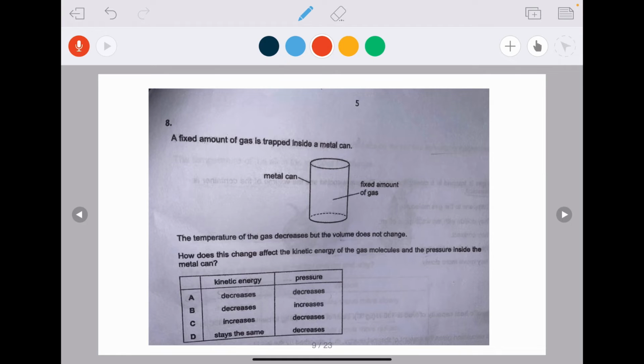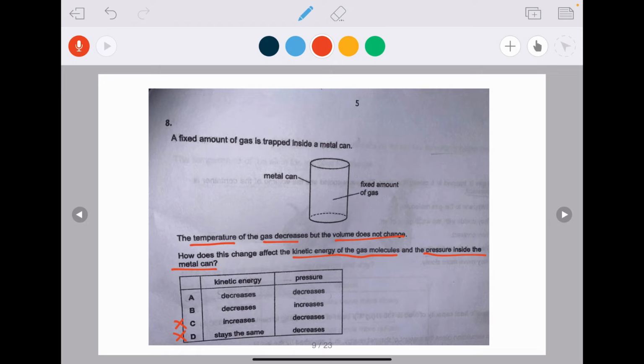Moving on to question 8. A fixed amount of gas is trapped inside a metal can. The temperature of the gas decreases, but the volume does not change. How does this change affect the kinetic energy of the gas molecules and the pressure inside the metal can? One thing we must remember is that the relationship between temperature and kinetic energy is directly proportional. So if the temperature is decreasing, so will the kinetic energy. So if the kinetic energy decreases, we can rule out option C and option D.